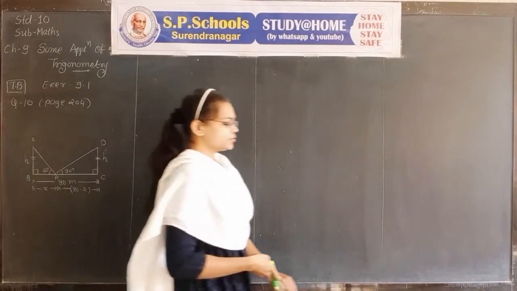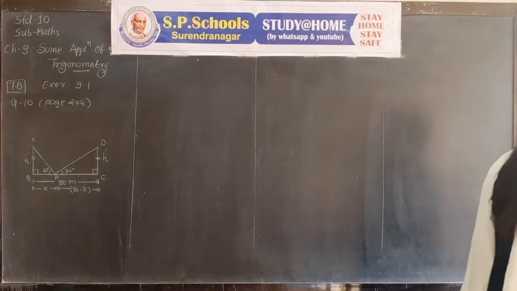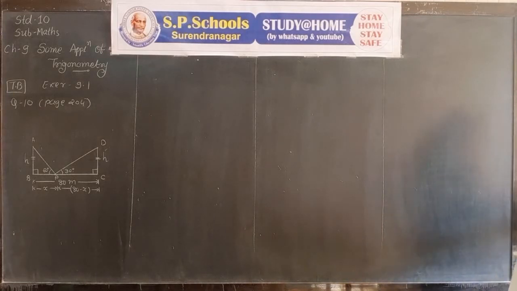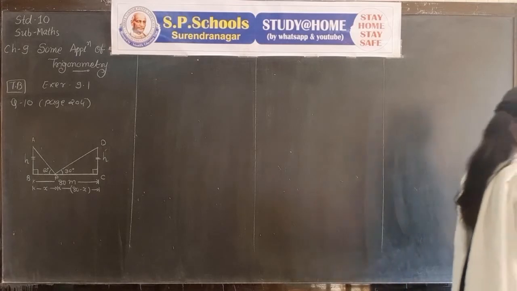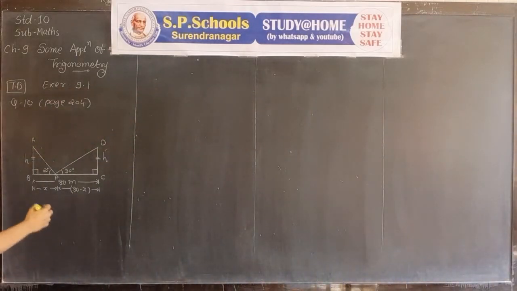Okay, first of all write the description about the figure. What we need to find? We need to find two things. First is the height of the poles, and second the distances of the point from the two poles. First, describe the figure.